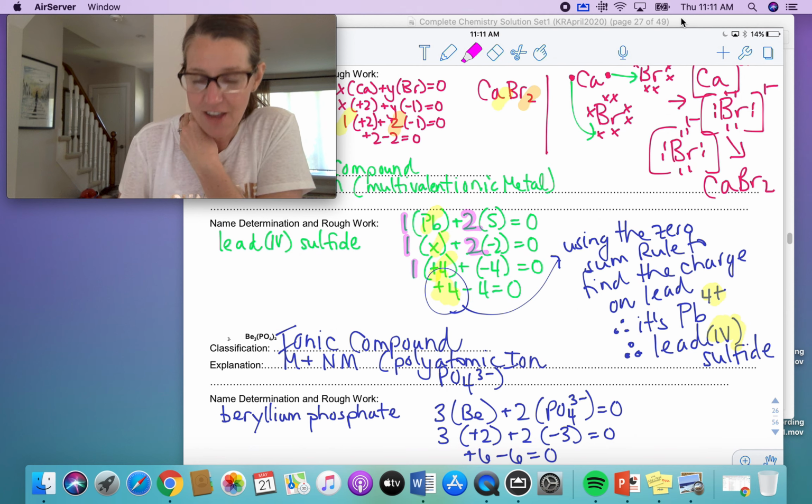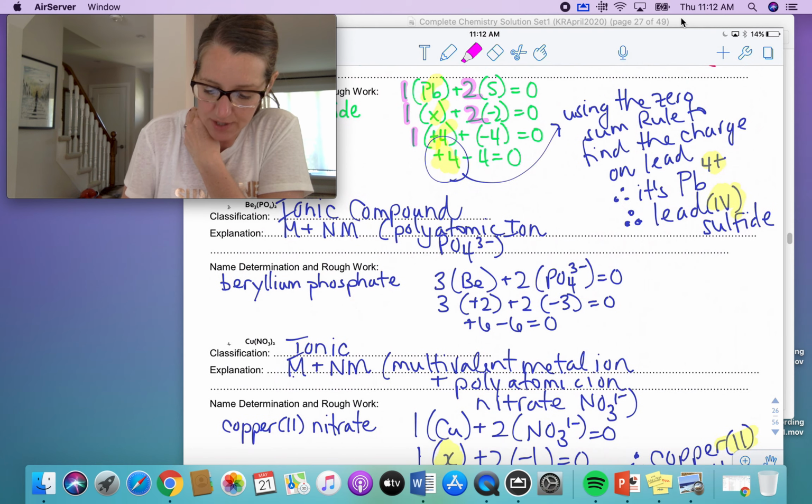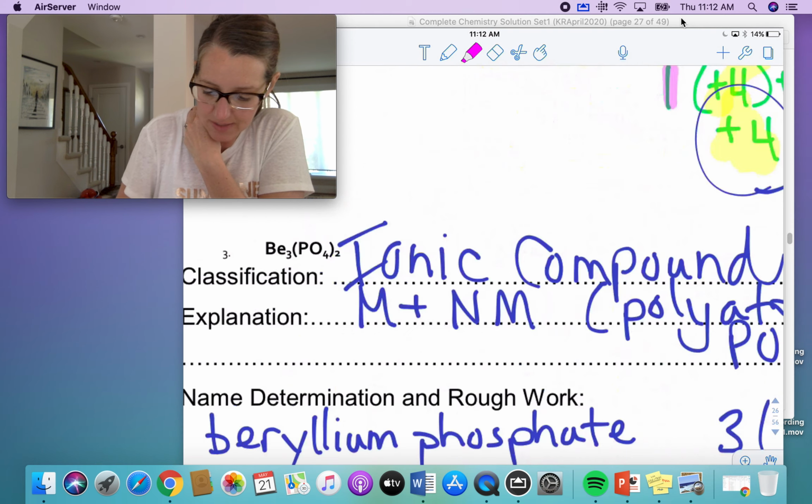Last one is tricky. The last couple on here because, again, you've got some polyatomics. So you'll get really good at that. Do you know that that's just going to be beryllium phosphate? That's an ionic particle where you have 3 ions of beryllium and 2 ions of those polyatomics called phosphates. Beryllium phosphate.